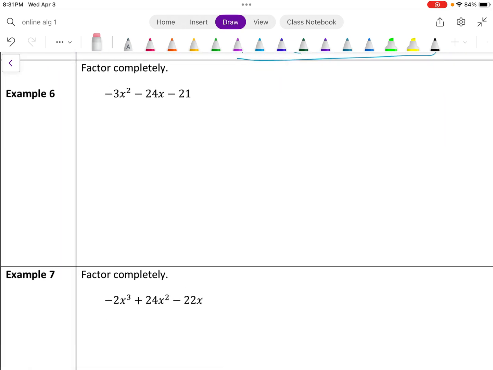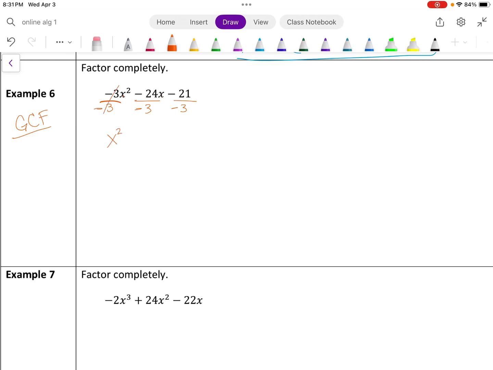Negative 3x squared minus 24x minus 21. I notice that my a value is negative. I can't have that, so I have to factor a negative out. And remember, that just means everything that's negative becomes positive, positive becomes negative. Our signs just flip, okay? And then 3, 24, and 21, I could factor a 3 out of there. I'm going to do a negative 3. And then since I don't have a variable for all of them, I can't factor a variable out. So I think negative 3 is our GCF. I think we got everything we need.